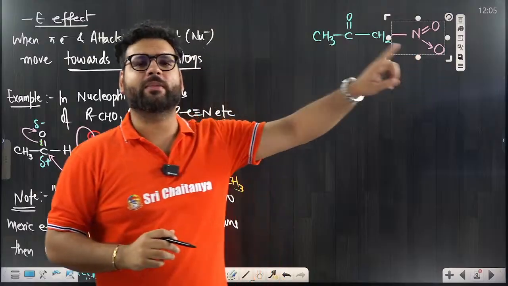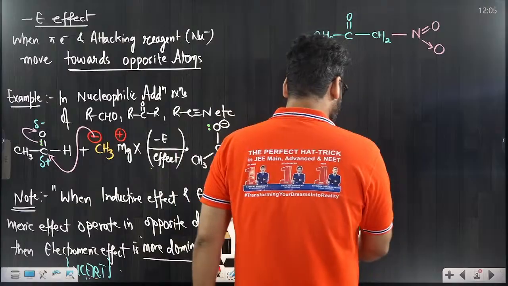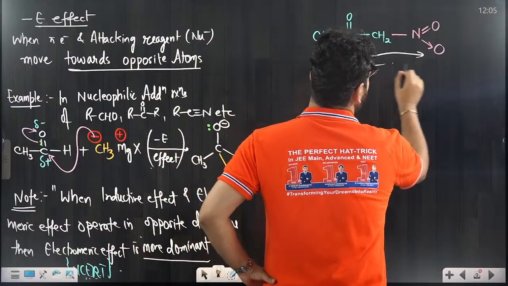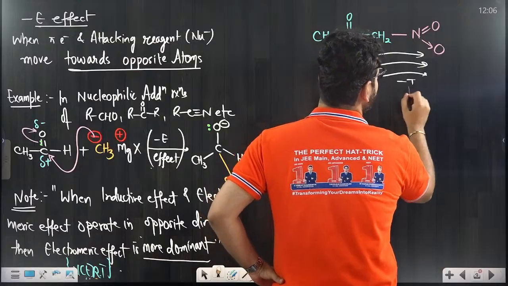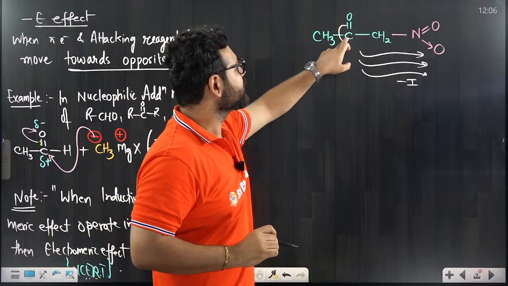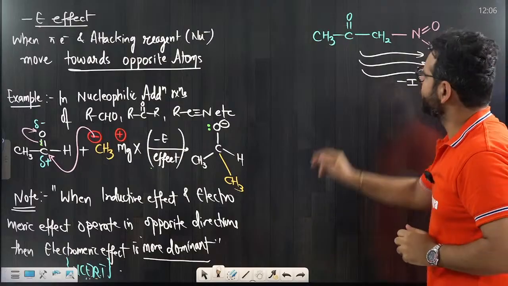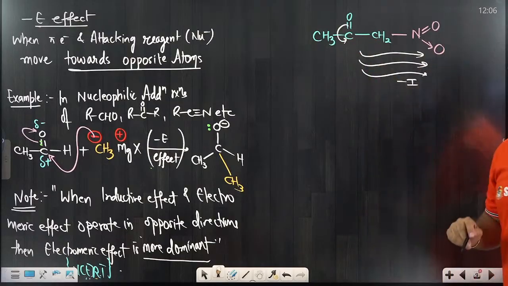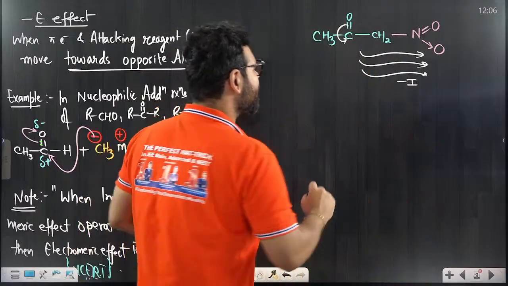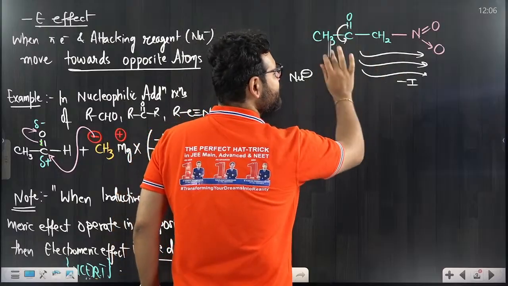All of you would have studied, it's the best minus I group. So NO2 is saying that I want to pull the electron towards myself by minus I. So according to NO2, these pi electrons should come to this carbon because they are getting pulled by NO2 this side. Correct.